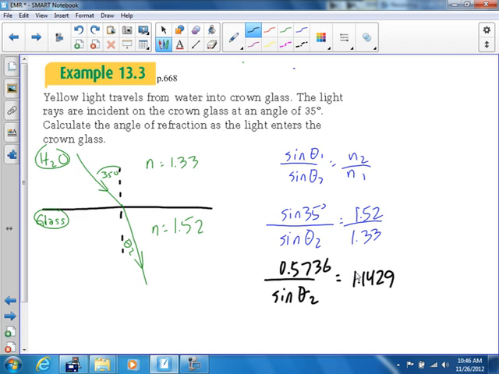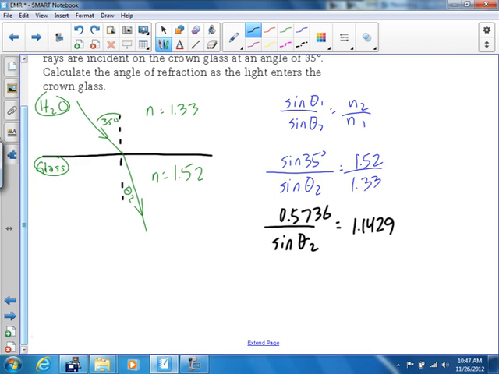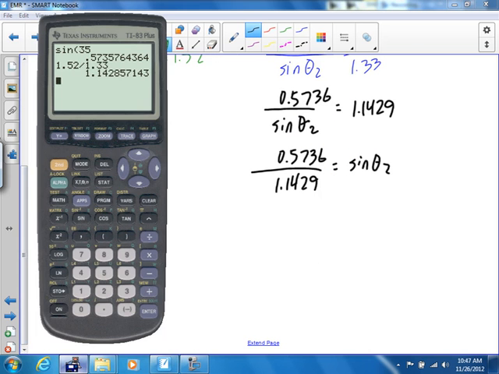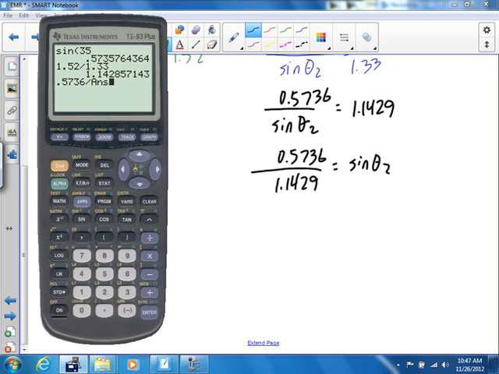Now, this is kind of where it gets a little bit tricky. Let's take the sine theta 2 up by multiplying and the 1.14 down by dividing. Let's swap places here. 0.5736 over 1.1429 equals sine theta 2. Let's divide those two numbers. 0.5736 divided by 1.1429 gives us 0.5019.